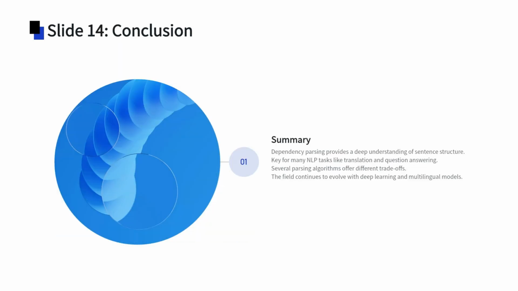In conclusion, dependency parsing is a foundational technique in NLP that provides insights into the syntactic relationships between words in a sentence. It is crucial for tasks like machine translation, information extraction, and question answering. The various parsing algorithms, such as transition-based and graph-based, offer different trade-offs in terms of speed and accuracy. As NLP continues to evolve, we expect to see improvements in deep learning-based parsers, more efficient handling of ambiguity, and multilingual models.